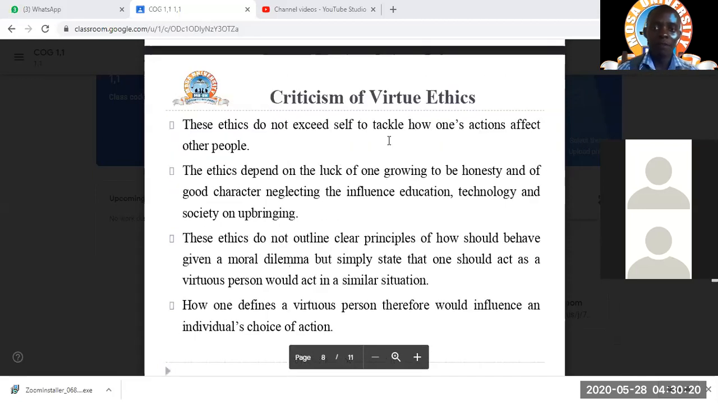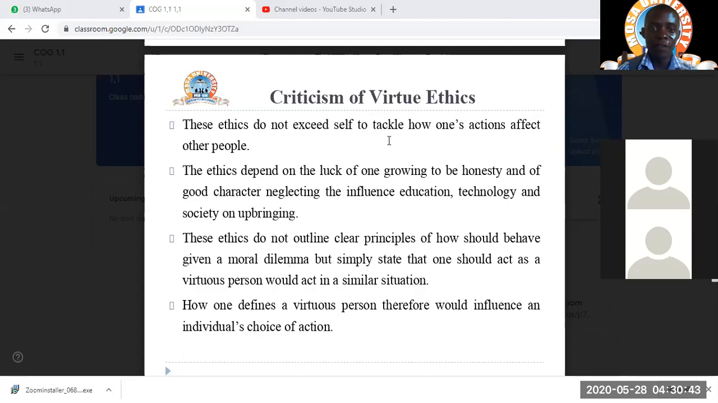Okay. However, virtue ethics also have criticisms. They have been criticized. The first criticism here states that virtue ethics do not extend beyond the self to tackle how one's actions affect other people. What this means is that because people depend on their character to make decisions, sometimes they forget how their character affects other people.